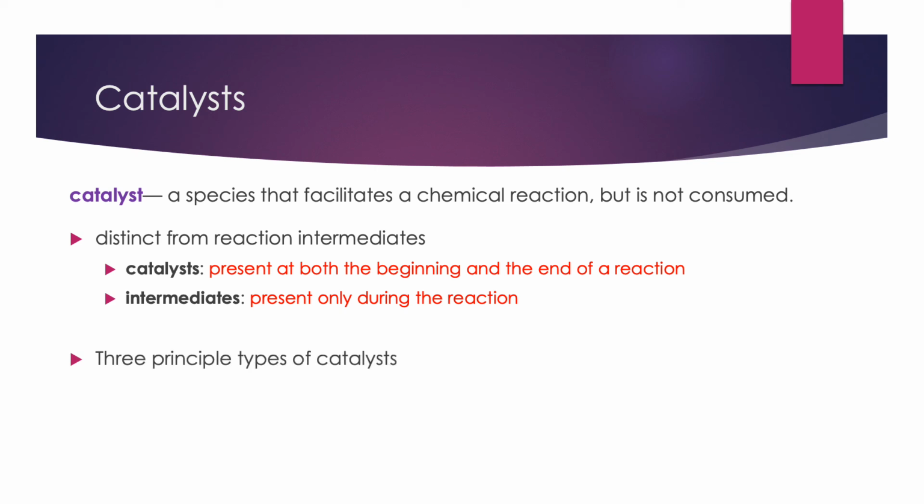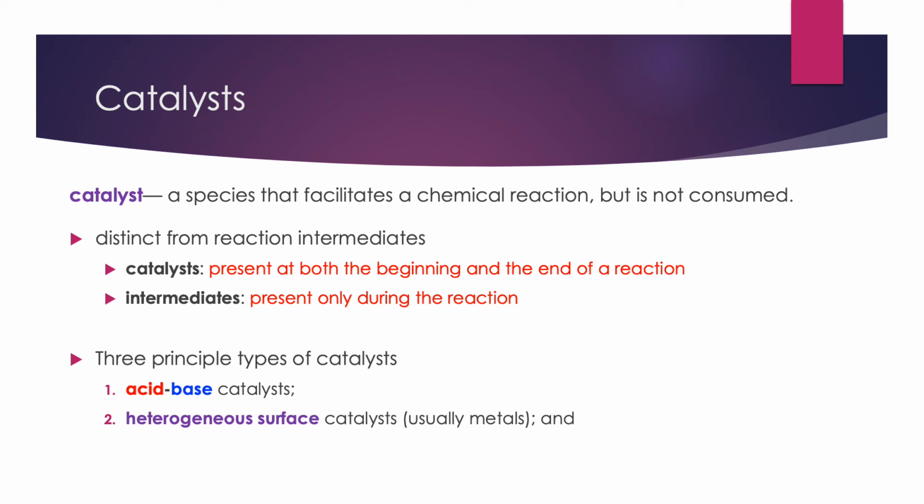So we're going to discuss three principal types of catalysts. There are probably some others, but these are the ones that you'll run into most often. The first are acid-base catalysts. The second are heterogeneous surface catalysts, and these are usually metals, although they can be other materials. And the third is enzymes, that is, the things that are in your cells that help your cells perform all of their reactions.